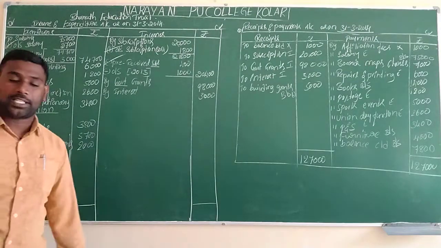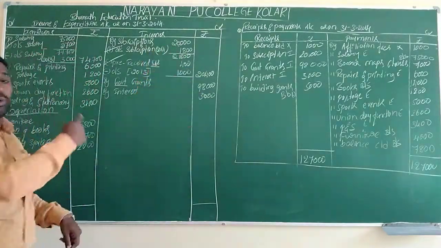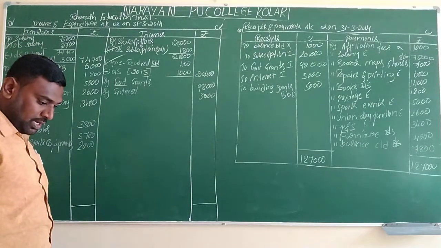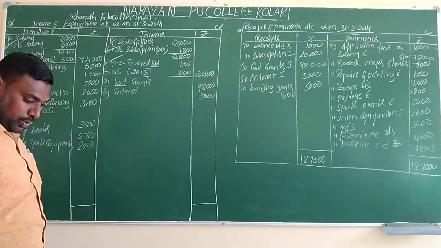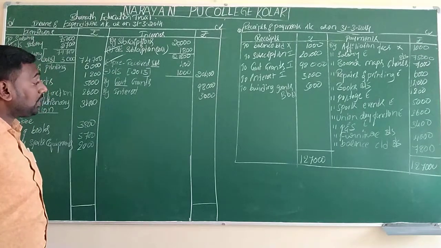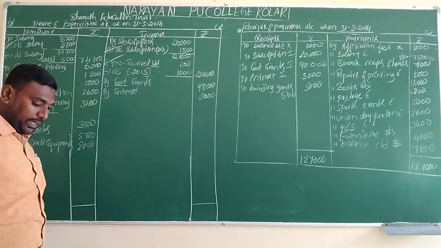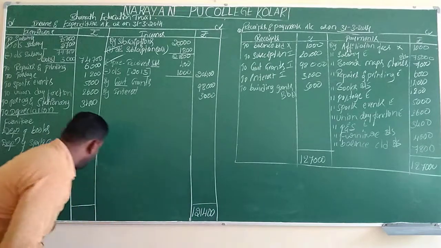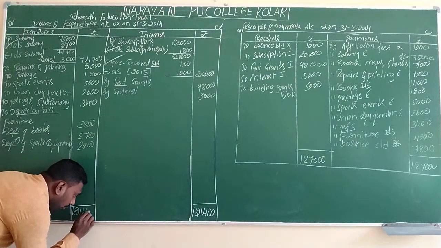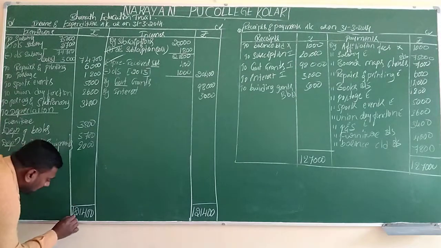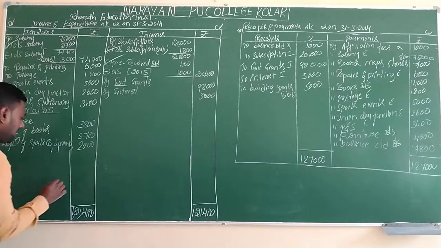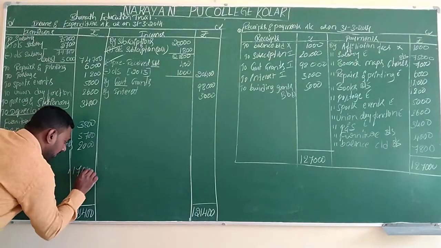Before closing the income and expenditure account, just once we have to go through the transactions, which side we have the highest value. In this question, the credit side has the highest value, that is 1,21,400. Here also we will get 1,21,400. 1,21,400 minus all expenses, we will get the difference. The difference is nothing but 17,000.